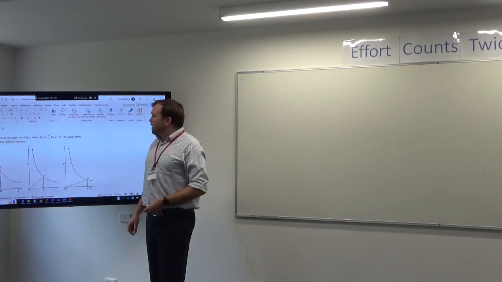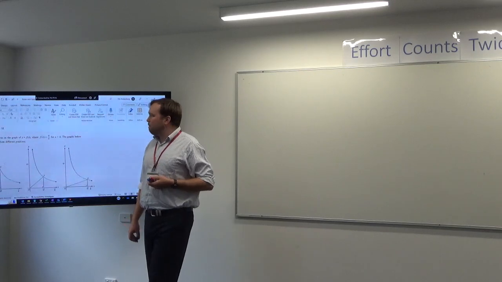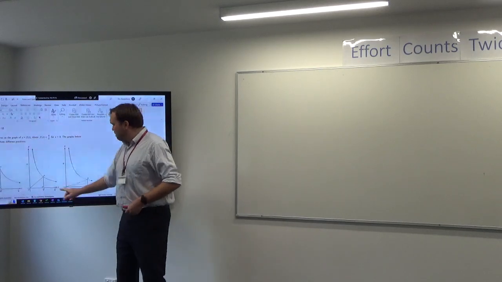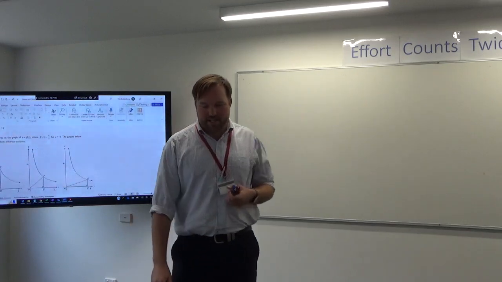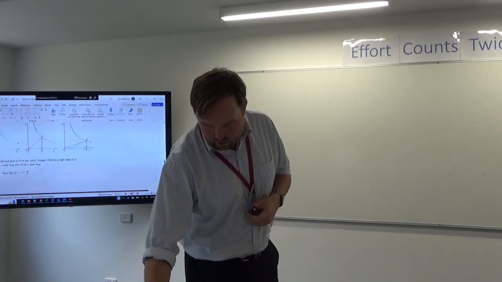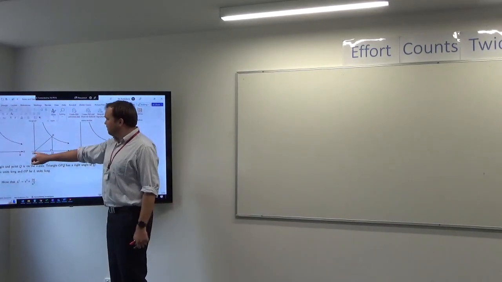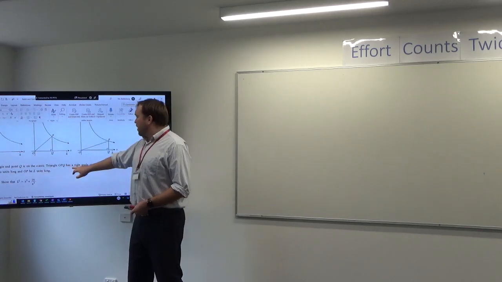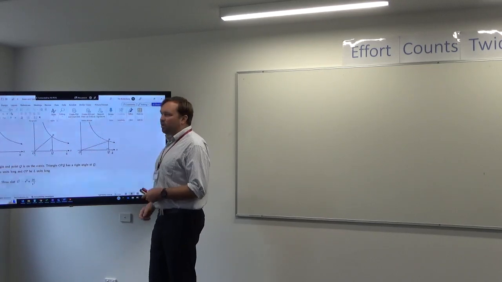Point P moves along the graph f of x, where f of x is 4 on x, where x is greater than 0. The graphs below show P in 3 different positions. So basically, there's this point P that can slide along this curve. And what they've done is they've shown that as point P slides along, it sets up a triangle, a triangle with the origin and Q. The triangle has a right angle at Q. Let OQ be x units long.